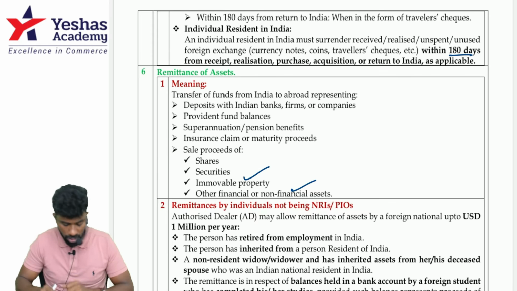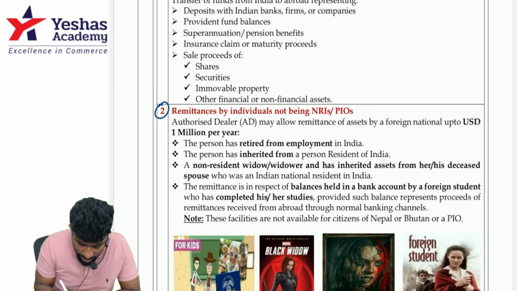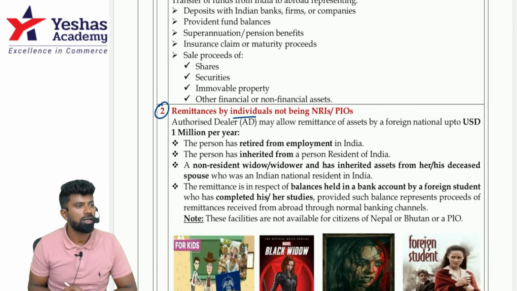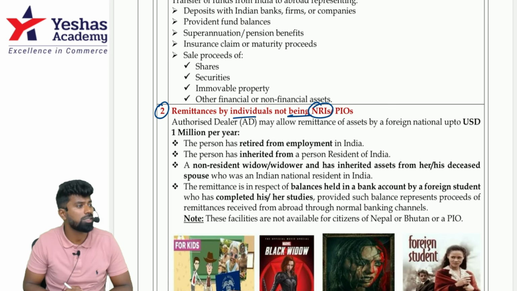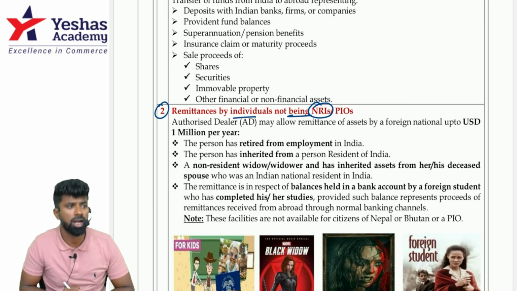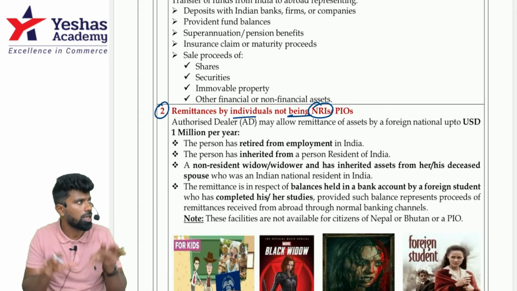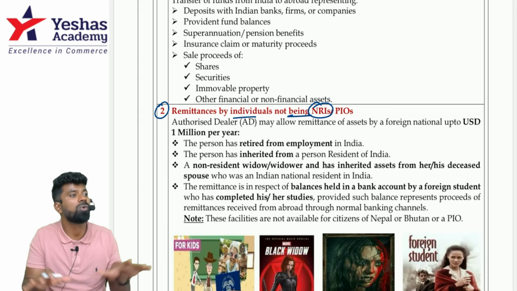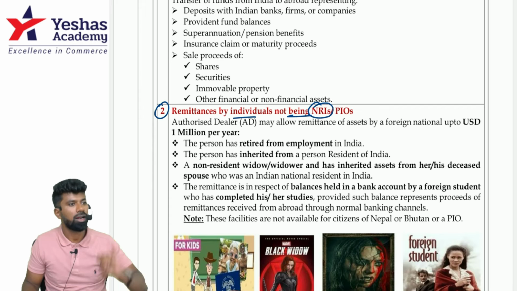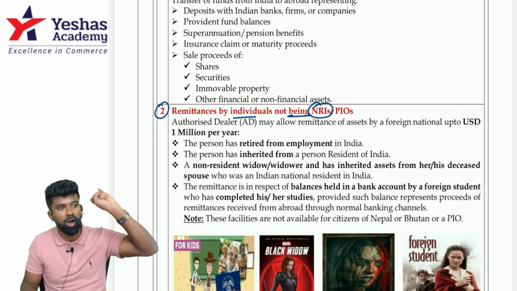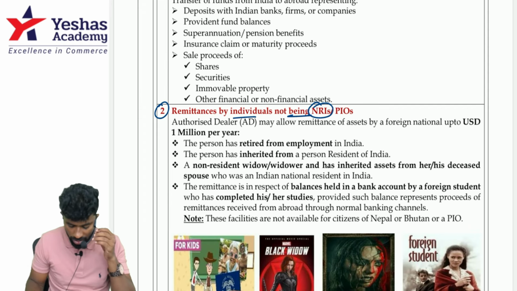Let us discuss the first one. Remittance by whom? Individuals not being NRIs, non-resident Indians, and PIOs, persons of Indian origin. These persons can remit proceeds out of assets up to 1 million US dollars in a financial year, without RBI's approval.